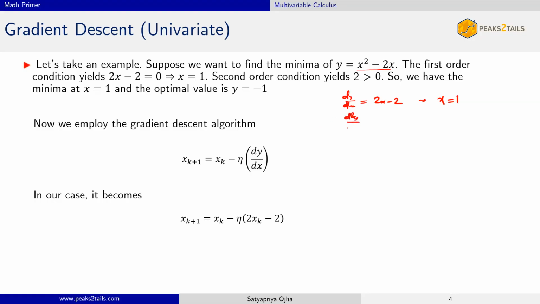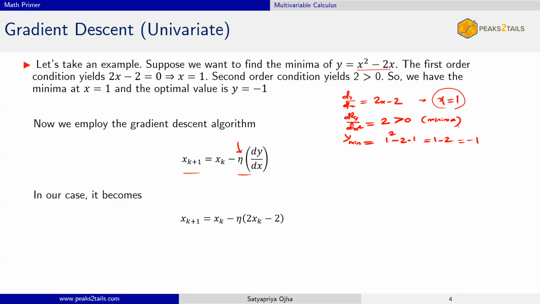Double derivative is 2. 2 is greater than 0. So we have a minima. At x equal to 1, the function attains minima. And what is the minimum value? Y min equal to 1 square minus 2 times 1, which is 1 minus 2, which is minus 1. So this is a parabola, okay? Same U-shaped curve attains minima at x equal to 1, and the minimum value is minus 1, okay? We'll solve this numerically using this idea, and there is a learning rate eta that we will specify.